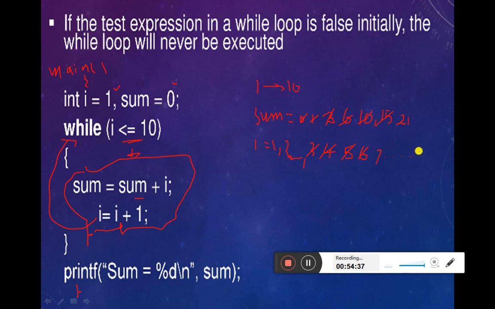I becomes equal to 10. So we have a sum added. Next we add 7. Next we add 8, 9, 10. Once I becomes equal to 11, now this condition becomes false, because 11 is not less than or equal to 10, therefore the looping stops.